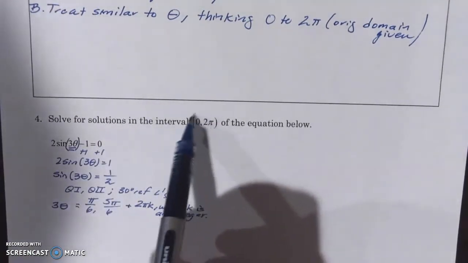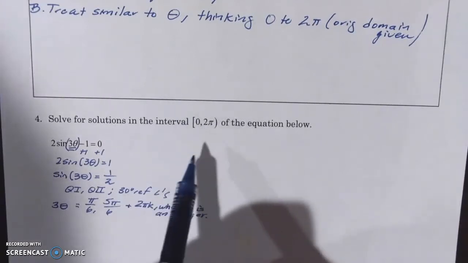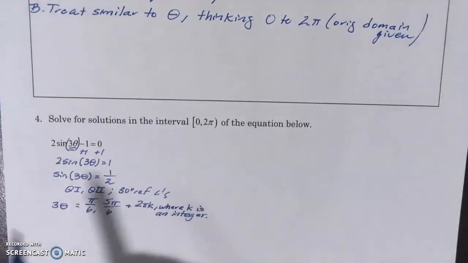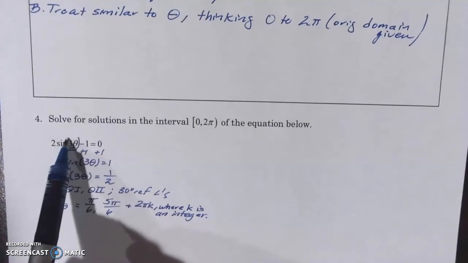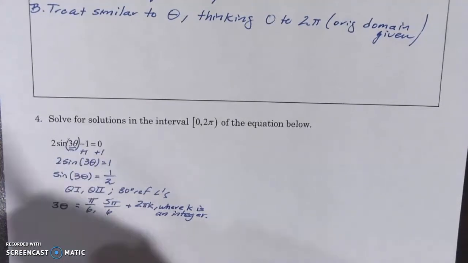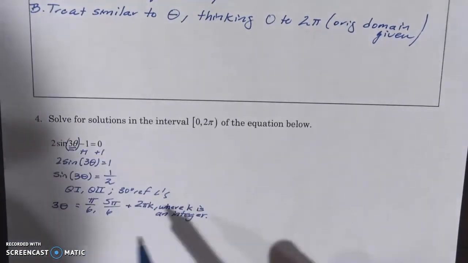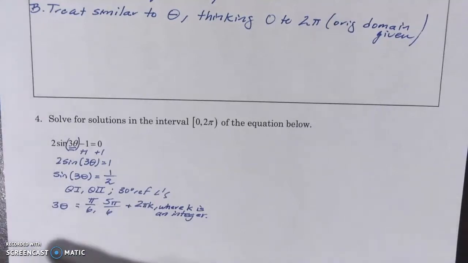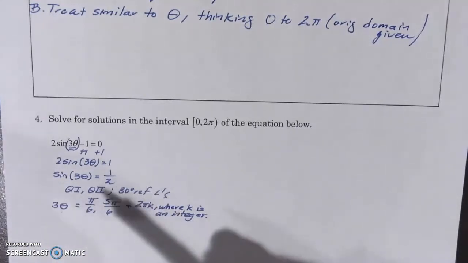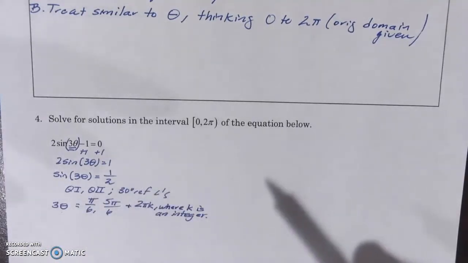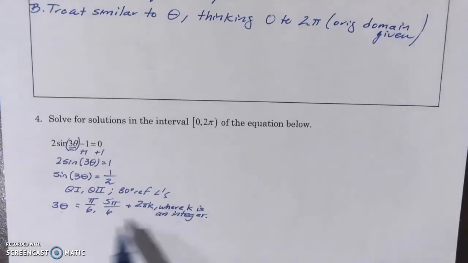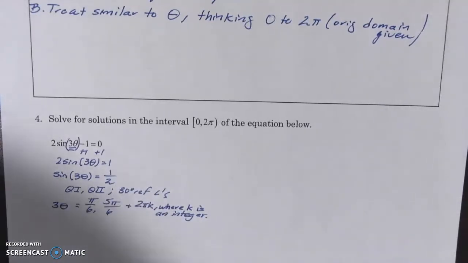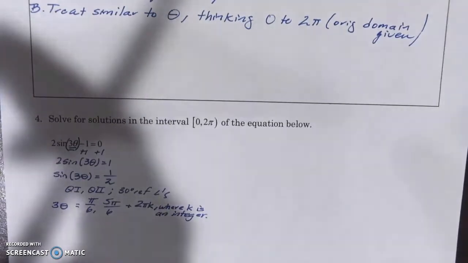Now, I know it doesn't say that here. It's just 0 to 2 pi. But when we're solving a trig equation with something other than a theta, when we do the inverse sine and find the angles, but a theta doesn't come out, maybe a 2 theta or a 3 theta or a 5 theta or a 10 theta for that matter, we're going to think about all the possible solutions, and then we're going to narrow it down.